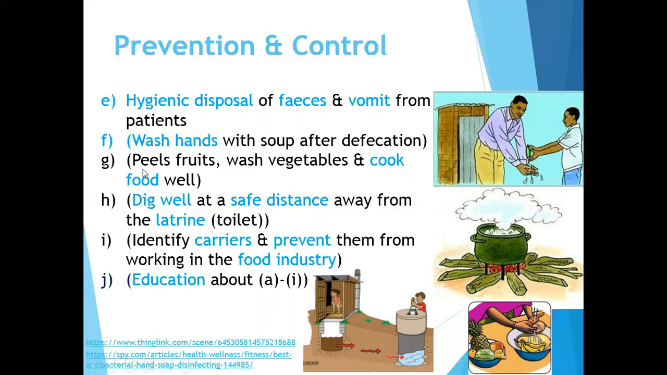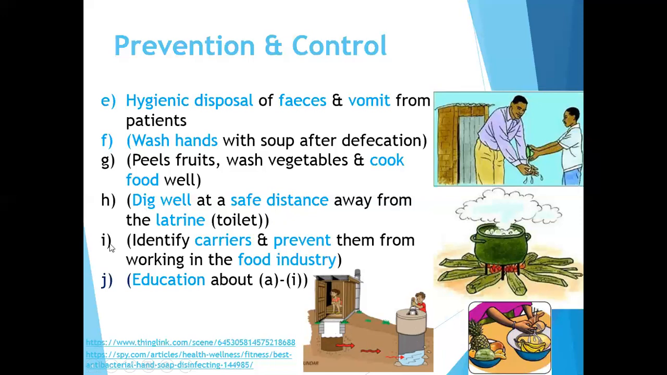And G is dealing with food. Make sure your food is safe from the bacteria. So peel the fruits before eating them, wash the vegetables, and cook the food very well. Then H, in developing countries that still use wells to obtain water, the toilet is actually a separate latrine outside in the open space. Then they must ensure that they dig the well at a safe distance away from the latrine so that the feces in the latrine will not have the opportunity to go into the well water. So the distance away is very important.